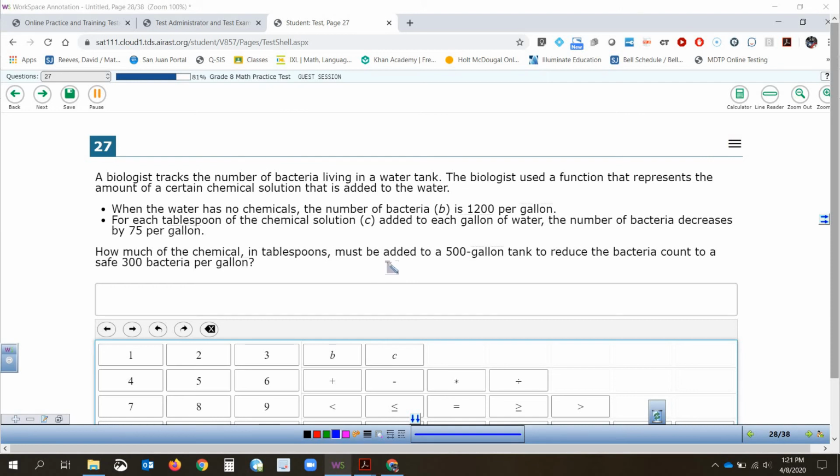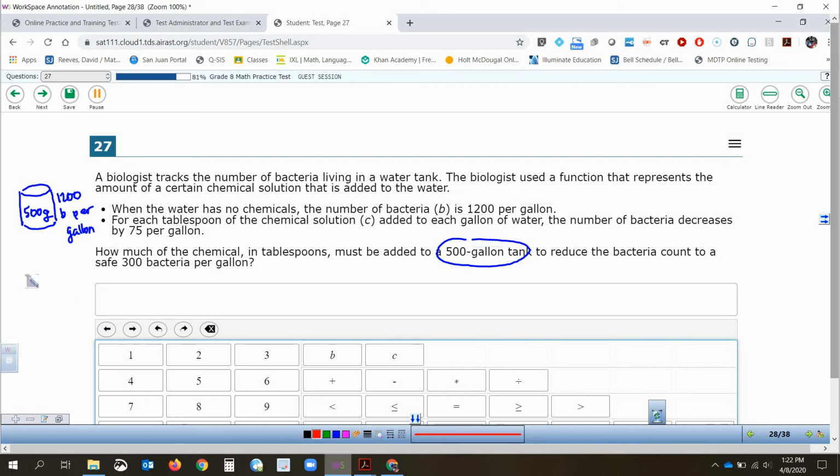So let's take a look at this and break it down. First of all, we have a 500-gallon tank. So I'm just going to make a sketch here. All right, and our tank contains 500 gallons. And when it starts, it has 1,200 bacteria per gallon, right? So we have 500 gallons at 1,200 bacteria per gallon.